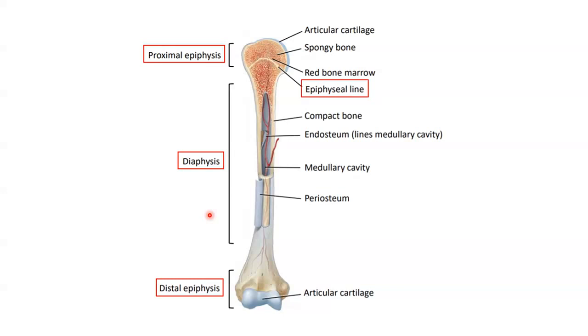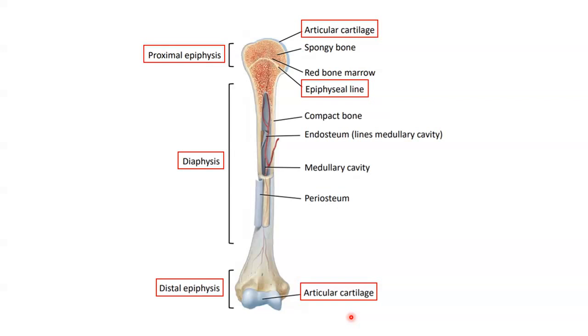We then have articular cartilage, which is found at either end of a long bone. The articular cartilage is a thin layer of hyaline cartilage which covers that epiphysis and is called articular cartilage because it's found where 2 bones will articulate or meet.